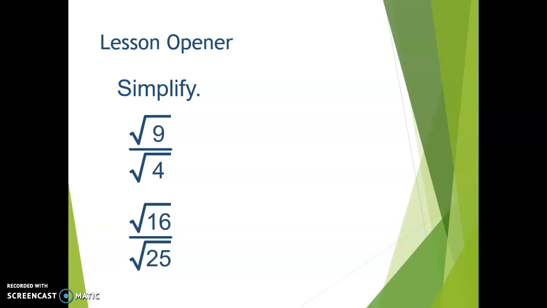Let's start with some simple things here. Let's simplify root 9 over root 4. Hopefully you recognize that both of those are perfect squares, and you can just take the square roots of this. So the square root of 9 is 3, and the square root of 4 is 2. So when simplified, we get 3 over 2.